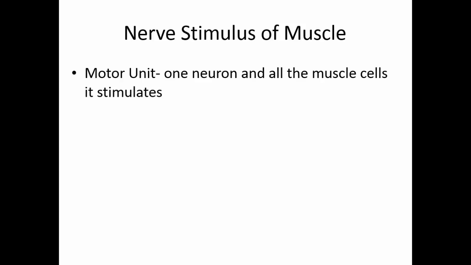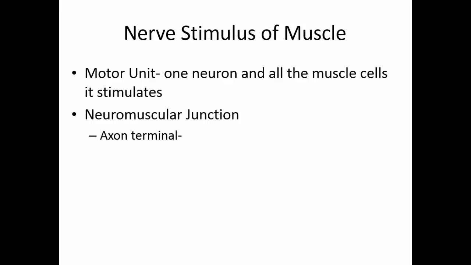In order for a muscle to contract, it has to be told to contract, and this is a function of the nervous system. One neuron, one nerve cell, and all of the individual muscle cells that nerve cell stimulates is known as a motor unit. Where the nerve communicates with the muscle cell is known as the neuromuscular junction. The nerve does not physically touch the muscle cell. There's a little space between the neuron and the muscle cell.